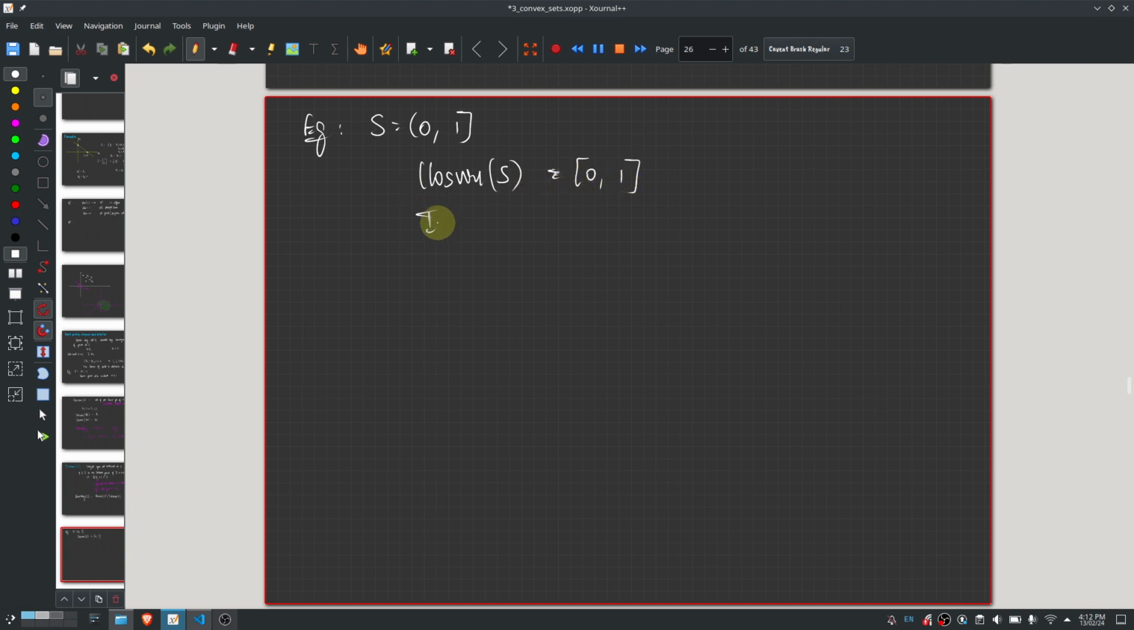Similarly, what would be the interior of S? So the interior is the largest open set which is contained within S, right? So what is the largest open interval inside, or largest open set inside S? That is just the open interval from 0 to 1. Okay, and what would be the boundary of S? The elements 0 and 1.